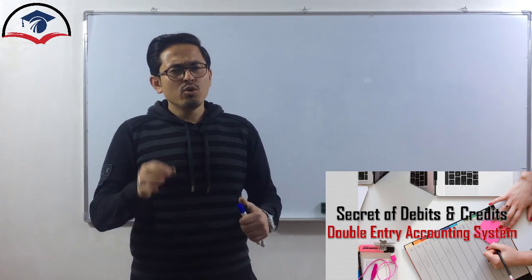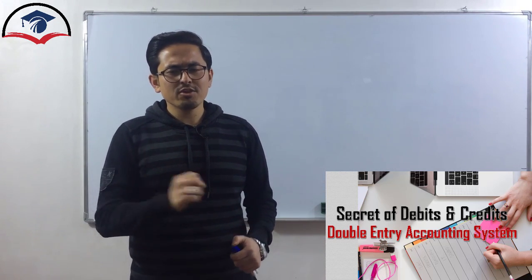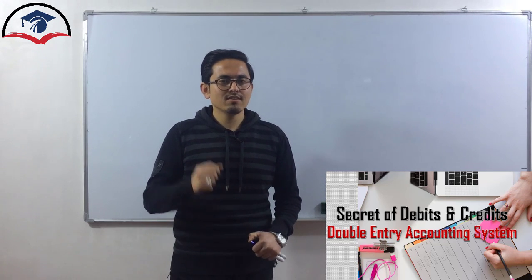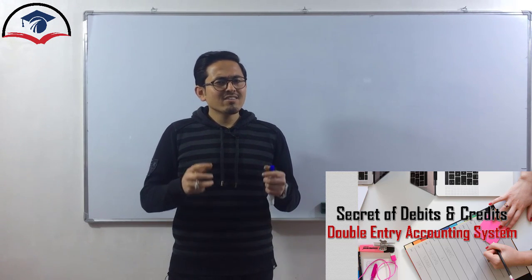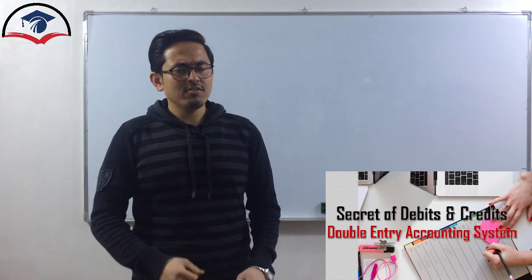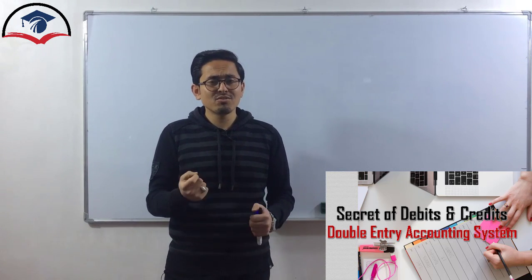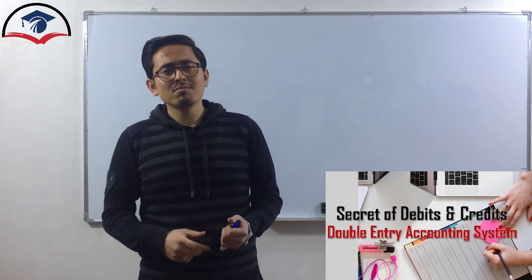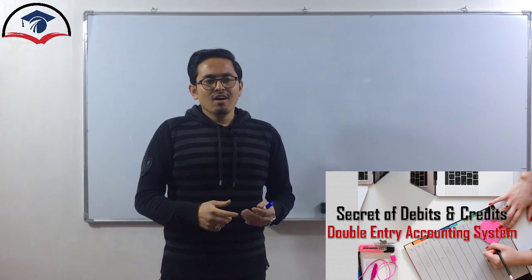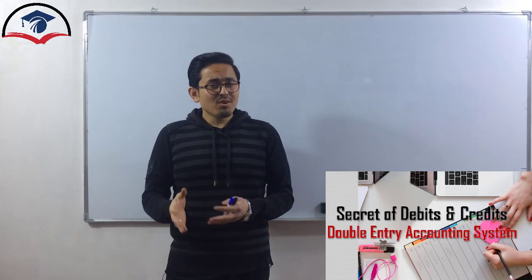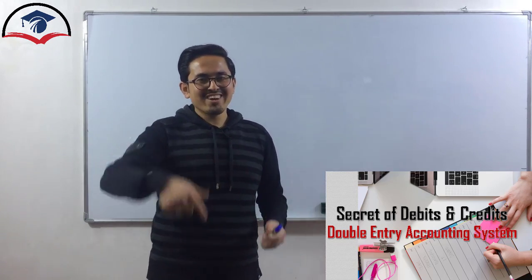Hey guys, would you like to know the secret of debit and credit, why they are still balanced at the end in the balance sheet, and how they are recorded? Which one of them is decreasing, which one of them is increasing, or do they all mean increase or all mean decrease? Be with us till the end of the video.